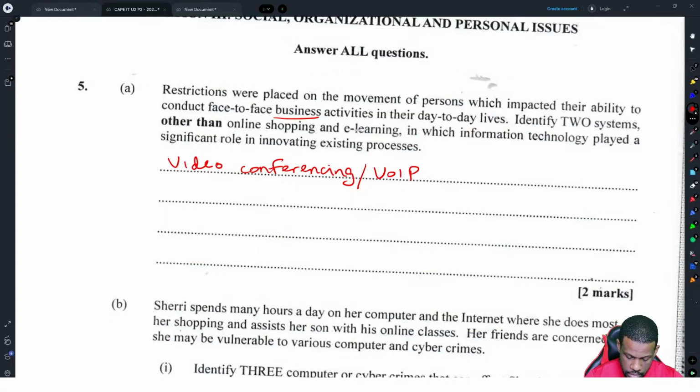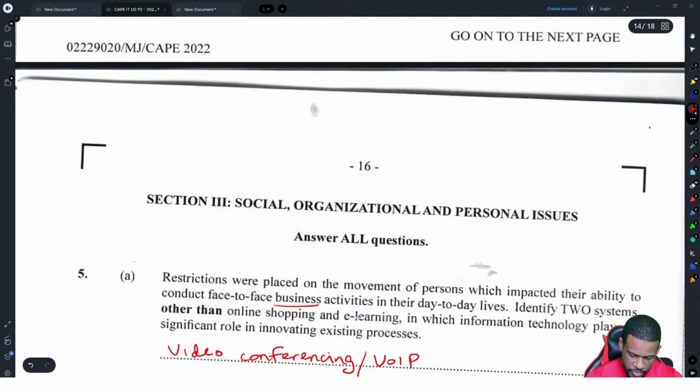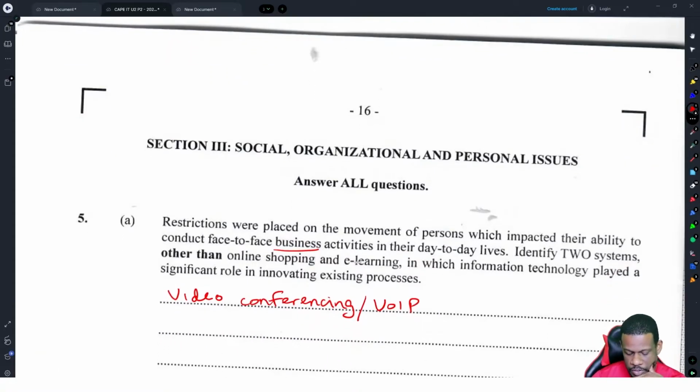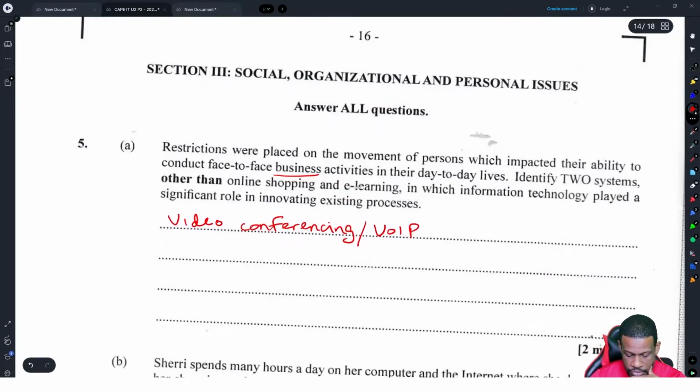So e-learning, I think this is basically talking about COVID. This paper would have been done around COVID time. Anyhow, video conferencing on VoIP. I was struggling for a second. Let me think.